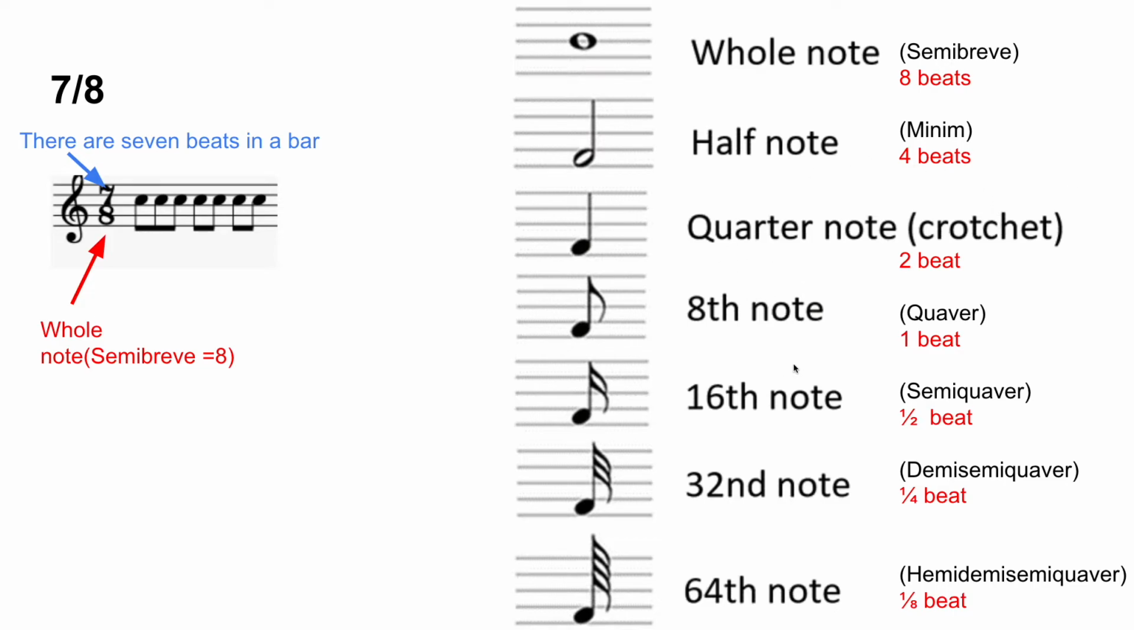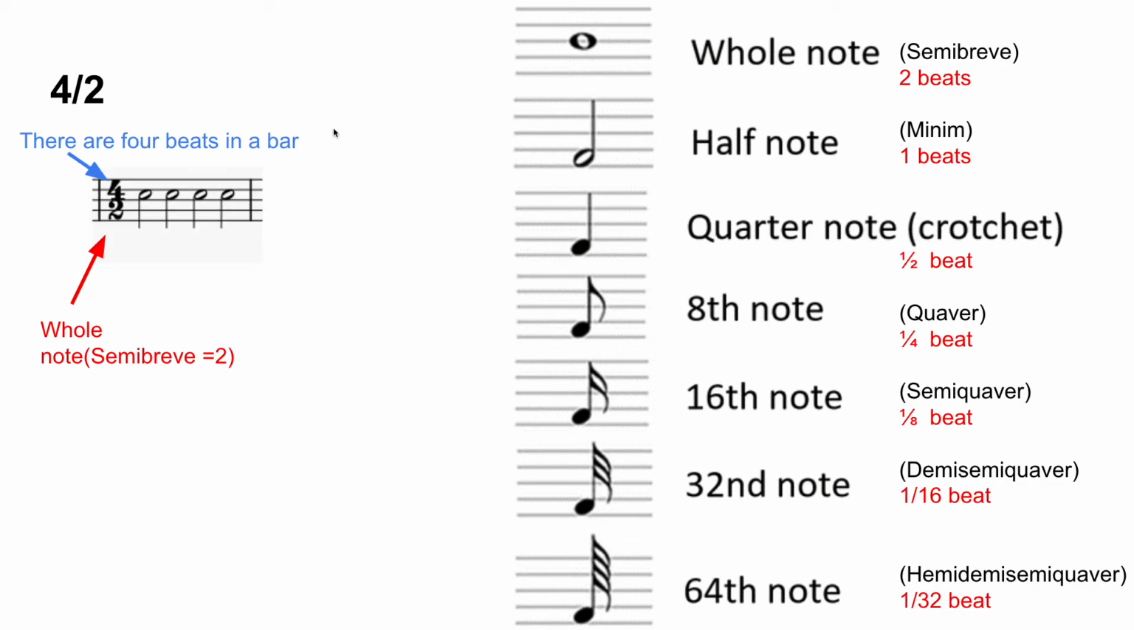The eighth note, the quaver, is going to be 1 beat long. And then so on and so forth down to the half beat, the quarter beat, and the eighth beat. But the important thing here is that the eighth note, the quaver, is equivalent to 1 beat. So I'm expecting to see a bar that consists of 7 quavers, 7 eighth notes. So that's what we have here. Super. And let's just look at one more example just to really cement this in.